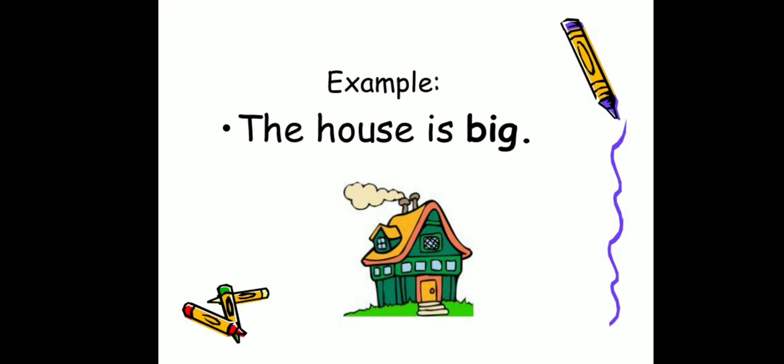Let us take a look at the first example. The house is big. How is the house? Just look at the picture. How is the house? The house is big. Here you do not find any comparison. So here it tells about the house. How is the house? Big. Here the word big is a positive adjective.